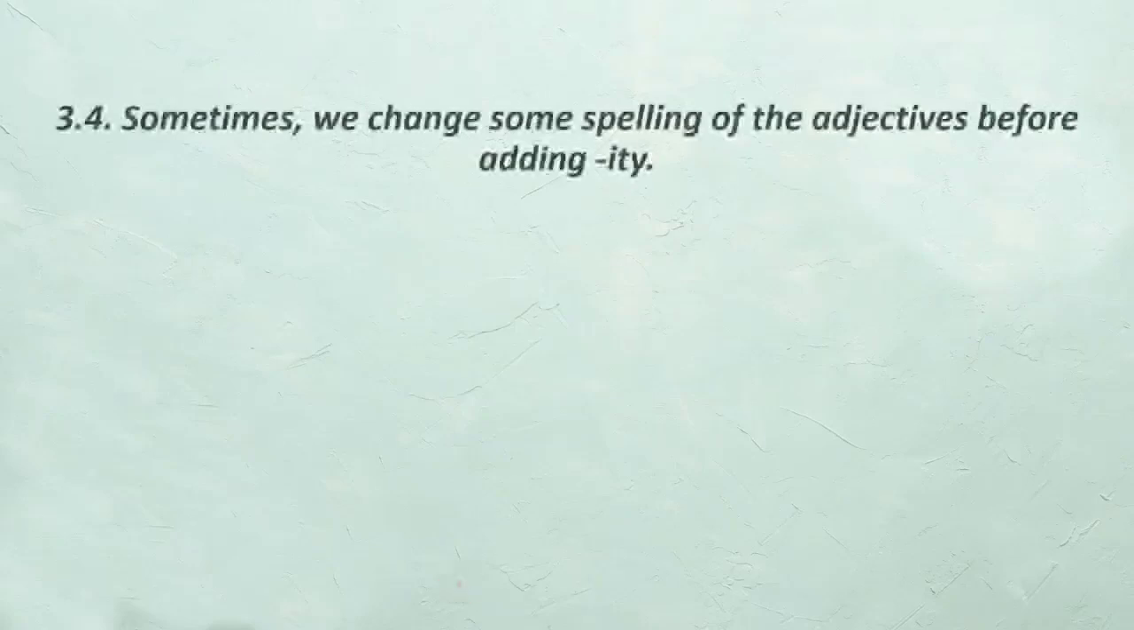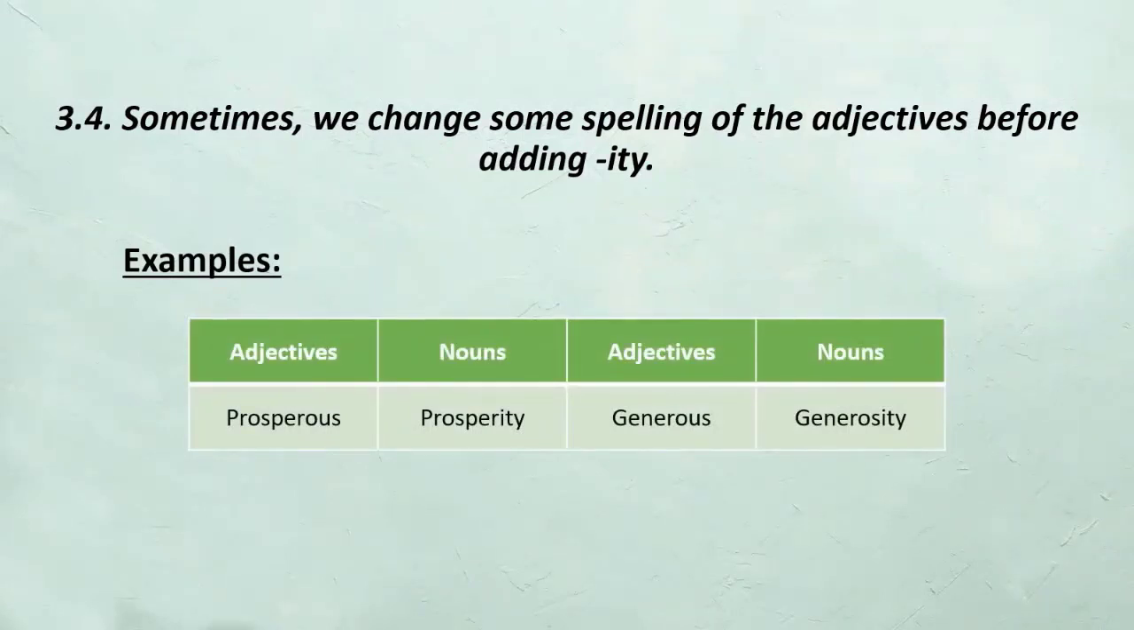I hope you are enjoying the lecture and also learning from it. Sometimes we change some spelling of the adjectives before adding ity. For example, here are some adjectives and their nouns, like prosperous becomes prosperity. You can see we have eliminated OUS and added ITY. Same like that, generous becomes generosity. We have eliminated U in this example.